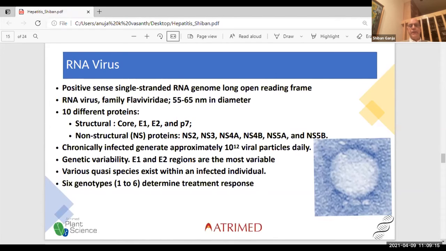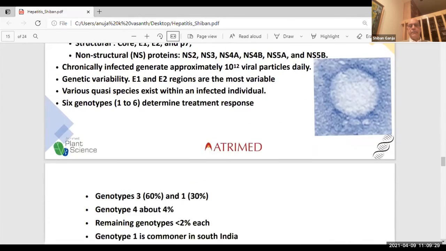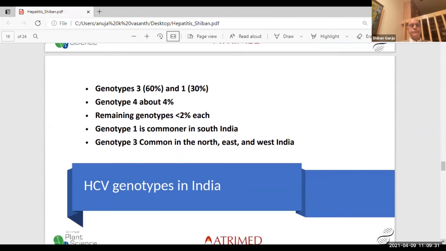Generally speaking, there are 6 genotypes recognized. They're numbered genotype 1 to 6. Next slide, please. Genotype 1 is commoner in South India, and genotype 3 is commoner in North India. Together, genotypes 3 and 1 form 90% of all the viruses known.